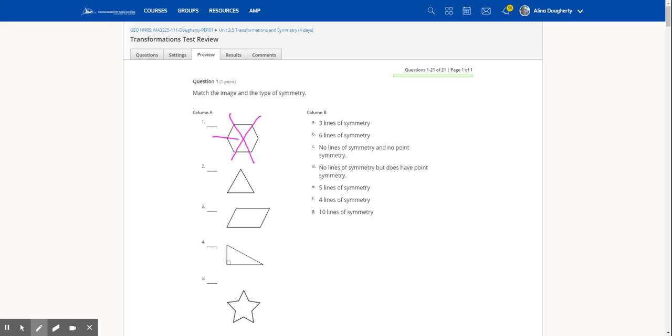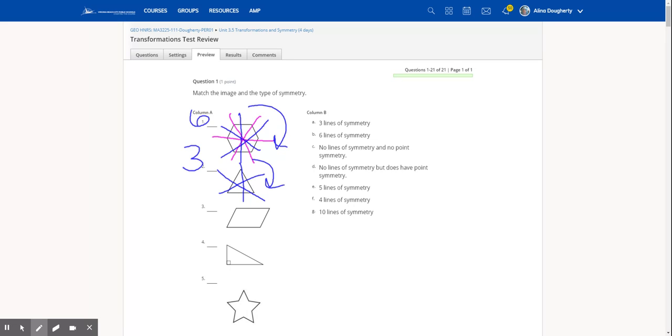1, 2, 3 lines of symmetry from corner to corner, and then 1, 2, 3 lines of symmetry from side to side. So this has 6. The triangle can go from corner to side, corner to side, corner to side. That's 3. They can also rotate. So these guys can both rotate.